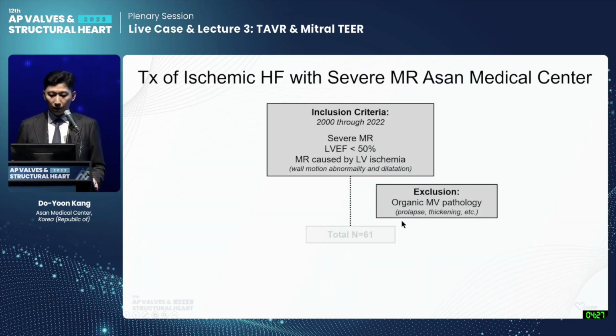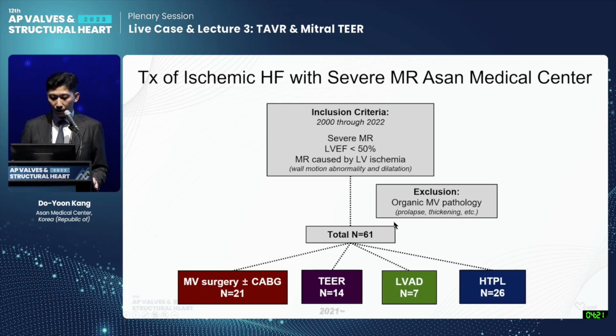And also some subgroup analysis on the treatment of ischemic heart failure with severe MR at Asan Medical Center. I did the analysis with historic data from 20 years of low ejection fraction, severe MR, and MR caused by LV ischemia with wall motion abnormality, and excluded prolapse or thickened mitral valve pathology. During the 20 years, and Asan Medical Center is one of the biggest heart valve surgery centers, the total number of mitral valve surgeries plus or minus CABG was only 21 for this indication. Very small number, we were surprised.